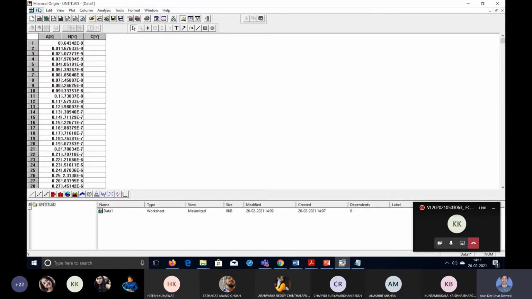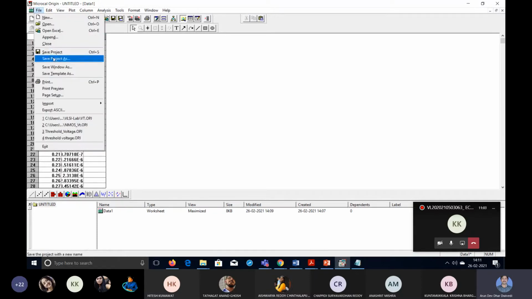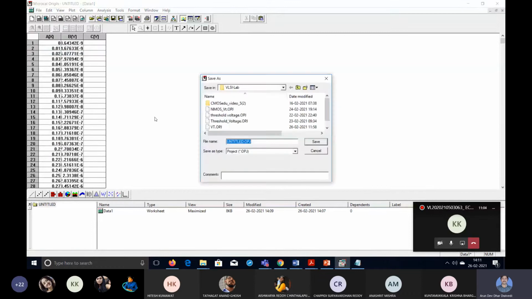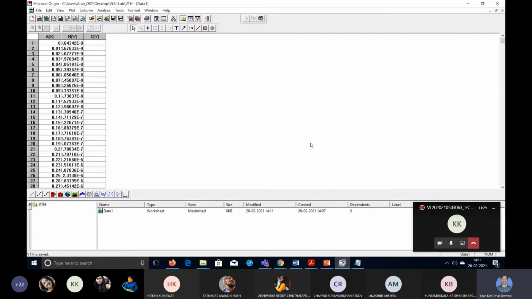So first let me save this file, save project. The untitled name is there, .opj. That name I can give something like VTH, suppose VTH, threshold voltage you are calculating, VTH. We are giving the name .opj. Here by default it will go through the LTspice directory, but I have provided the VLSI lab directory in which we are working, so we are saving it.